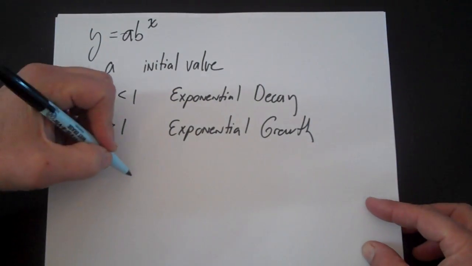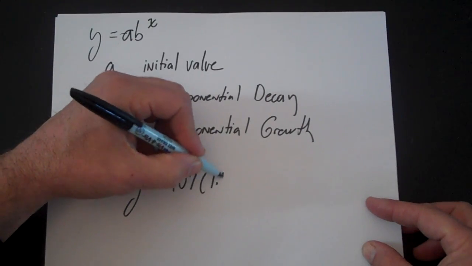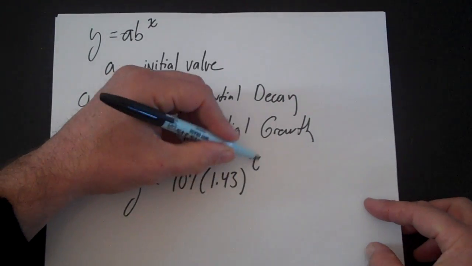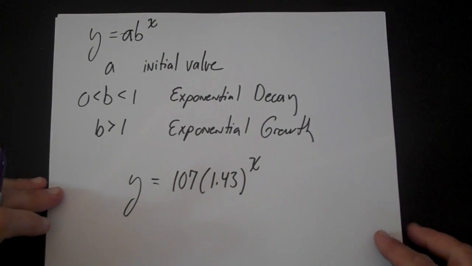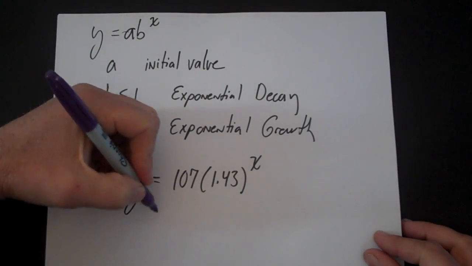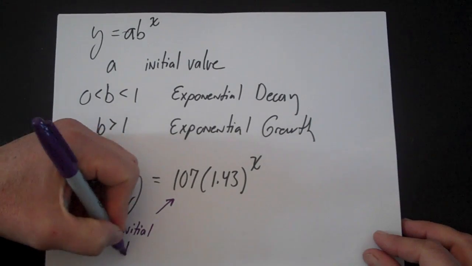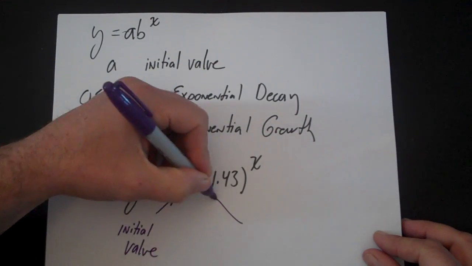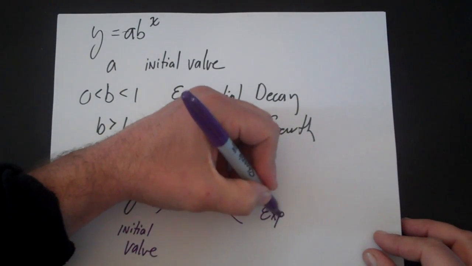So if we look at a problem, for example, y is equal to 107 times 1.43 to the x, we can answer the question, is it exponential growth or decay, and what is the growth rate? What is the initial value? In this case, 107 is the initial value. And since 1.43 is greater than 1, this is an exponential growth problem.